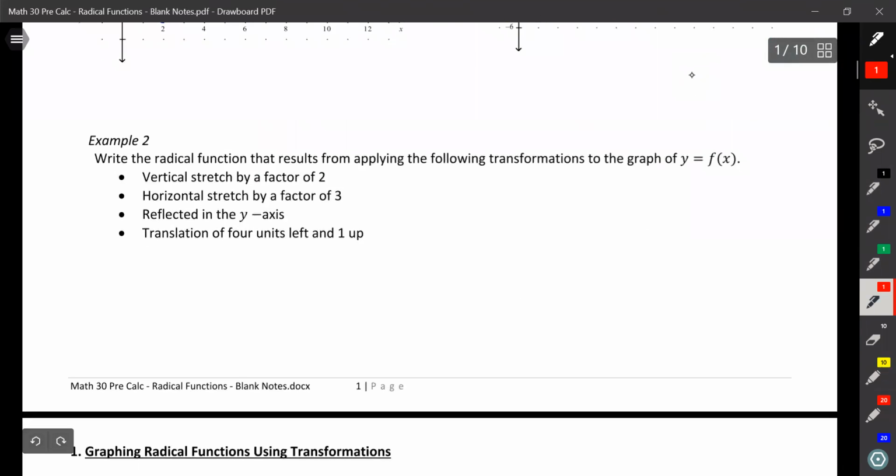So right now we're asked to write the radical function that results from applying the following transformations to the graph of y equals f of x. So what we need to do then is identify each of our parameters. If it's a vertical stretch, that's the letter A. So vertical stretch by factor of 2. That's what that would be. So a equals 2. Horizontal stretch by factor of 3. If we remember, b then would equal 1 over 3.